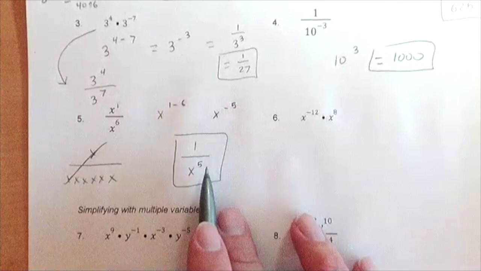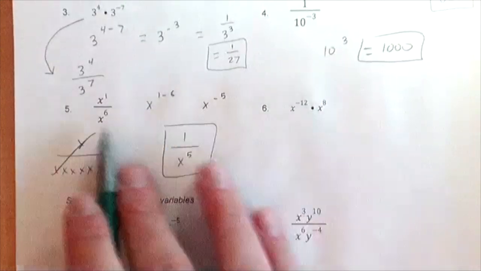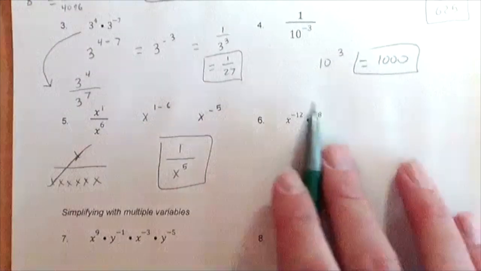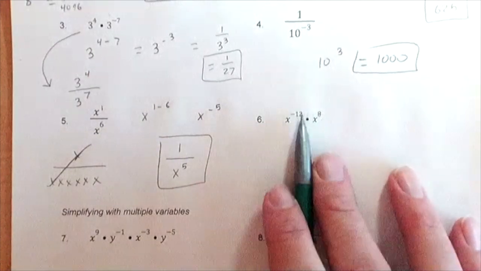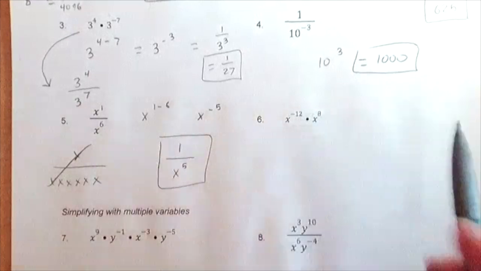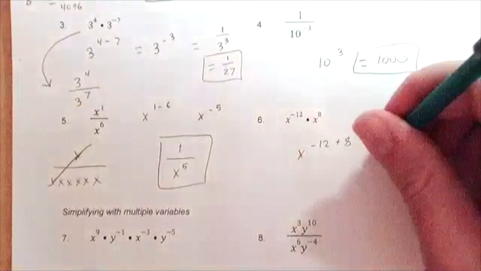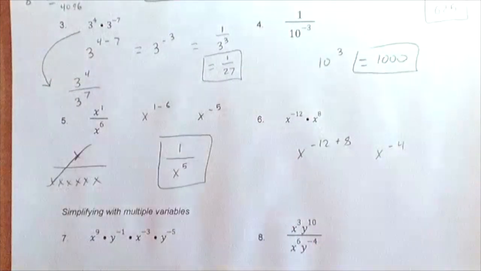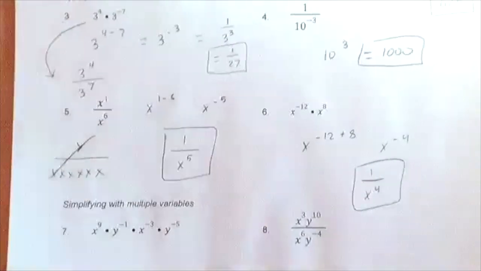I did that quick because a lot of these are pretty simple, or at least these kind of single variable ones. Here we have x to the negative 12 times x to the 8, and we're just going to add their top numbers together. We'll get x to the negative 4, and then we flip that, so we get 1 over x to the 4th.